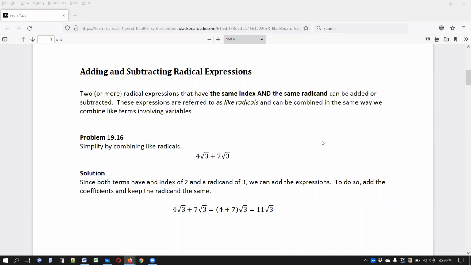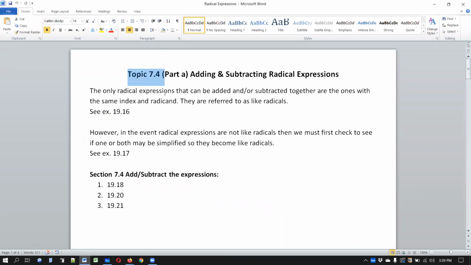Hello, everybody. So this is the video dealing with adding and subtracting radical expressions. In our weekly folder, this is under topic 7.4, and I've divided it into two parts. This is part A.